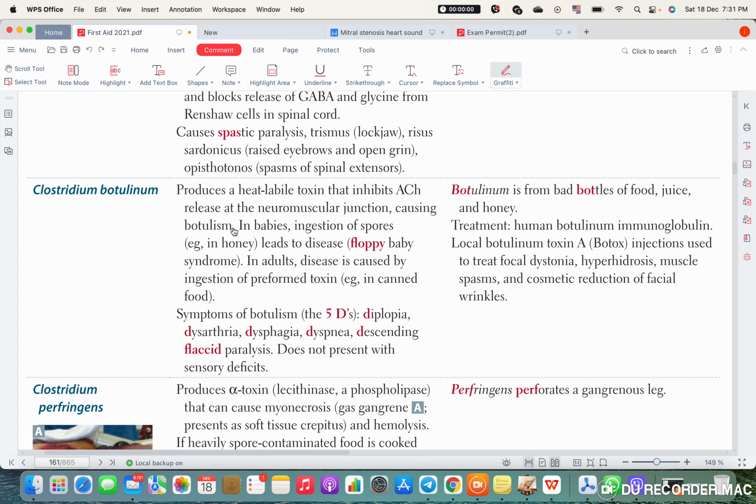Okay? Good. So, yeah. And they exist in honey. So you should not give honey to babies until which age? 1 year old. Absolutely correct.